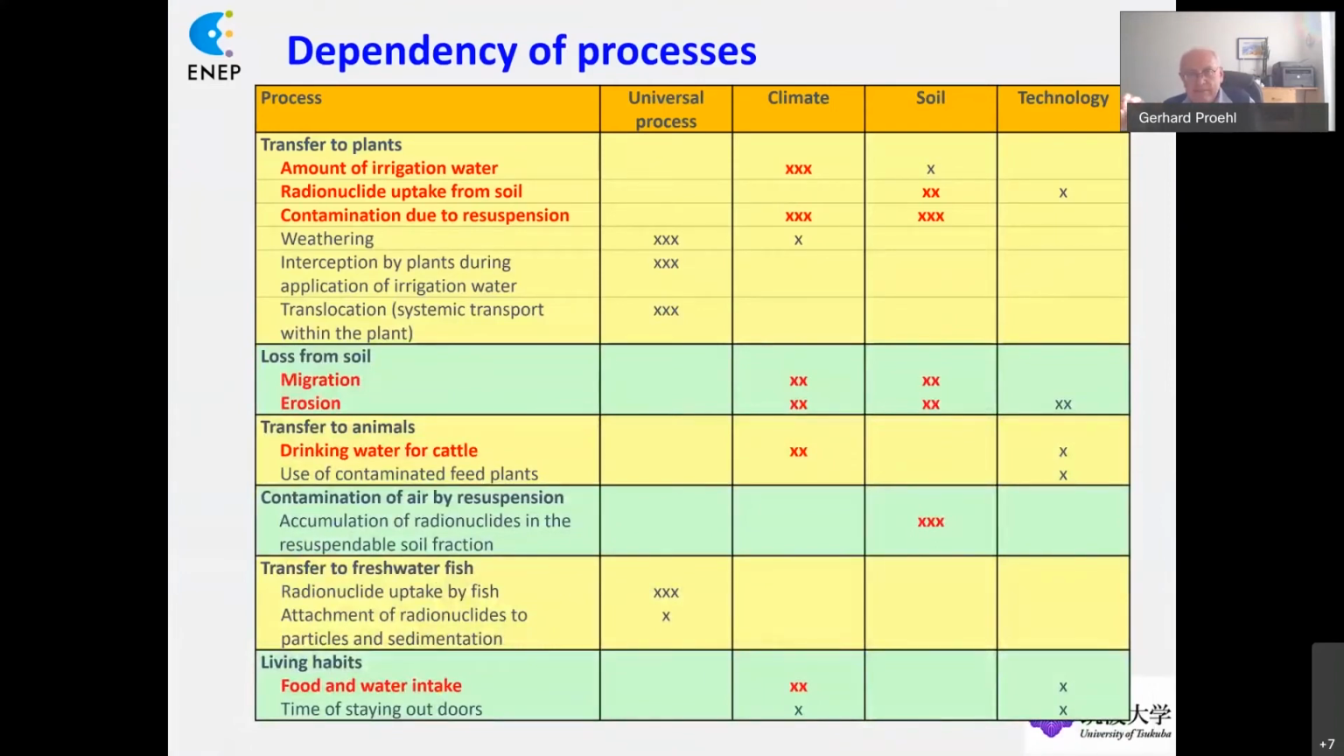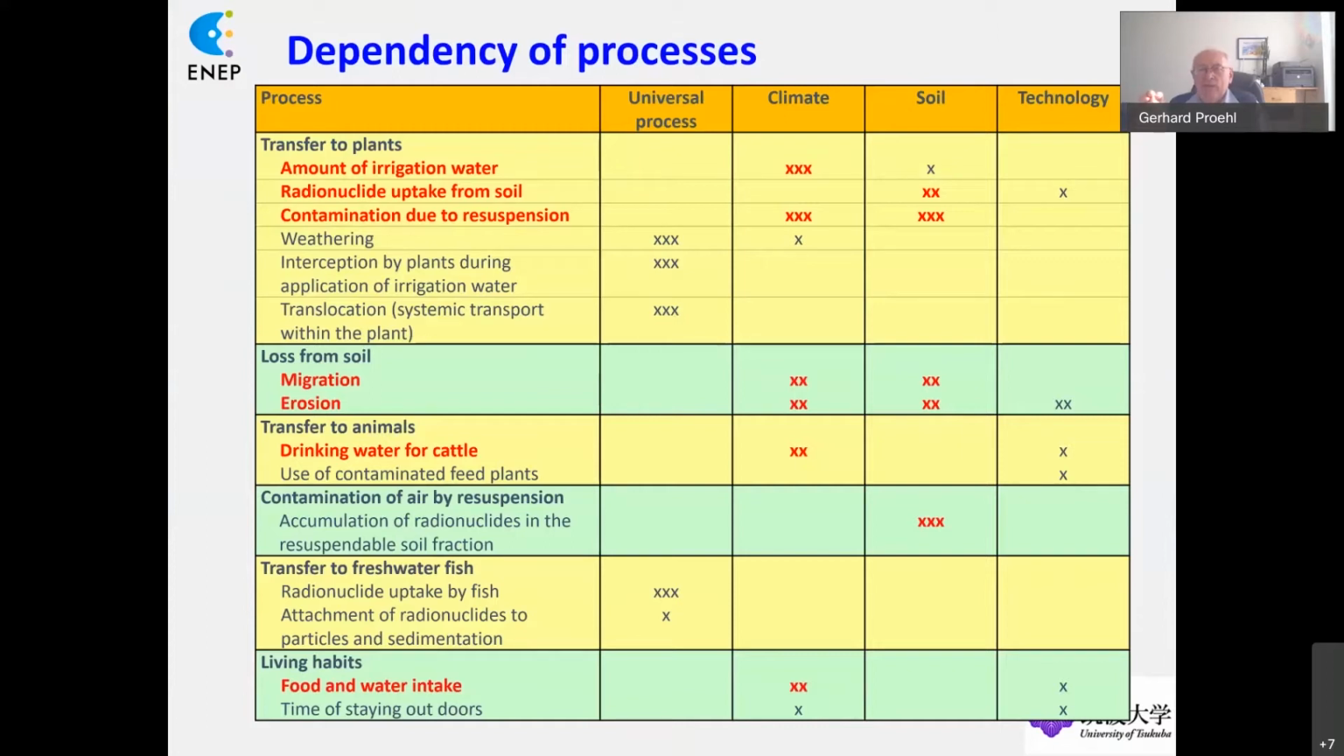Here we see the dependency of processes. These are all processes, and I have marked only those processes which are driven by or influenced by climate or soil in red. So we have to look in particular now at these processes.